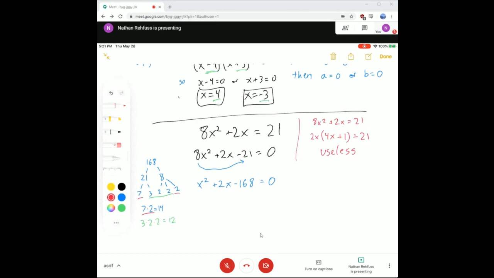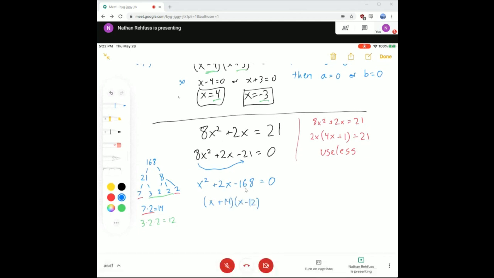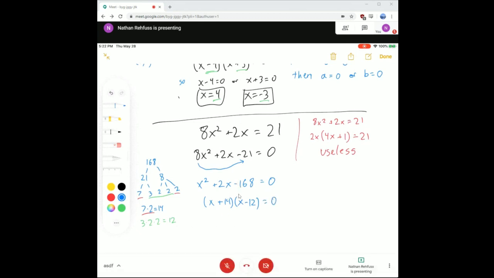14 and 12, that means I can factor this as x plus 14, x minus 12. You see why having them be 2 apart is what I wanted? 14x minus 12x does get me this 2x. Now, this doesn't mean our roots are 14 and 12. Remember, this blue polynomial is the easy one.